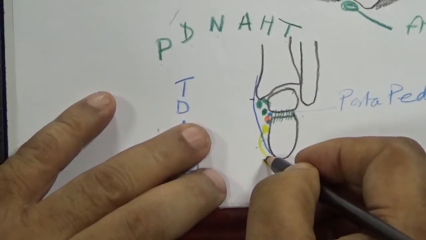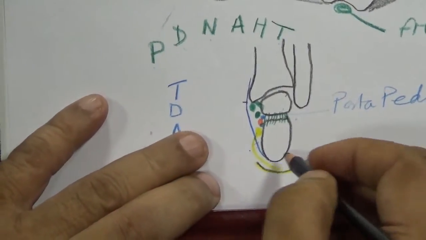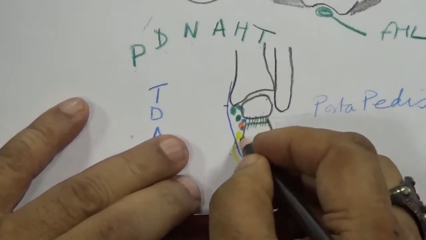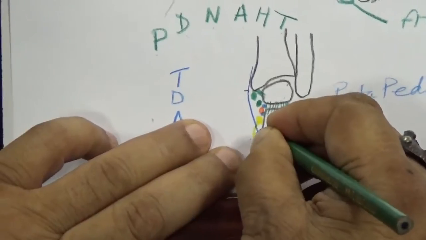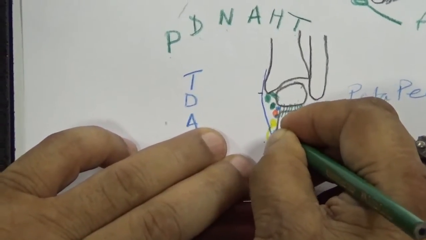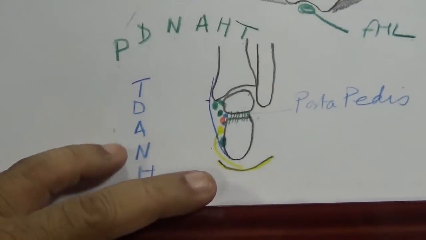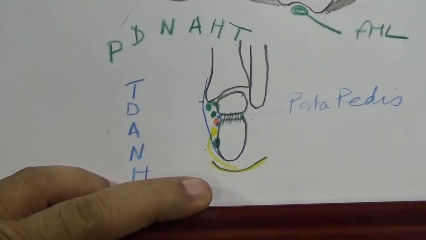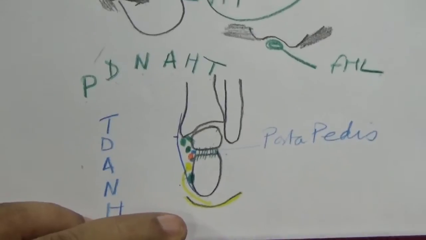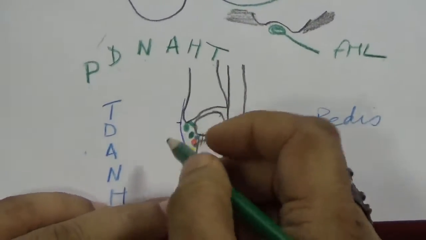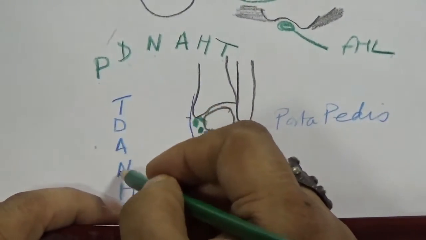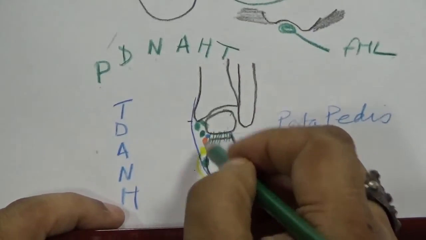Otherwise you may damage the posterior calcaneal branches. And then finally you have the flexor hallucis longus tendon. And this flexor hallucis longus tendon is recognized because till last you have the insertion of muscle. The tendon is not pure tendon.